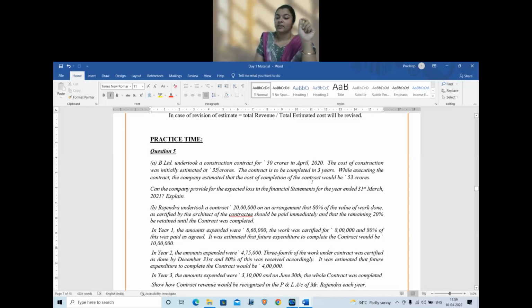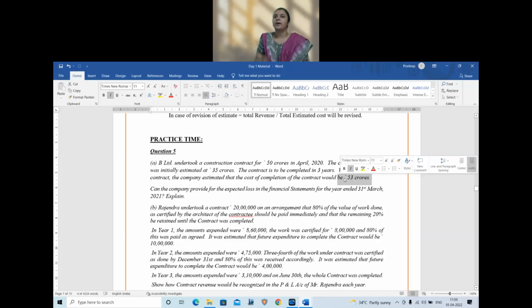Suppose, friends, here I am hinting you, if the question says, while executing the contract, the company estimated that the further cost of completion, if the word further is available, then add both estimations. If the word further is not available, then we will only take the total estimation given. Make a note of the hint somewhere in your material. Okay, if the word further is given, then accordingly you need to sum.